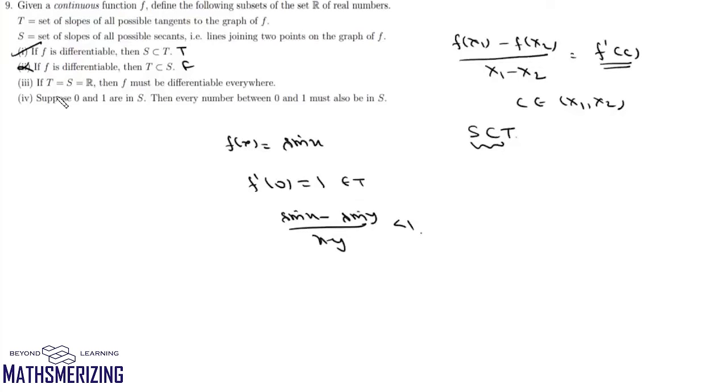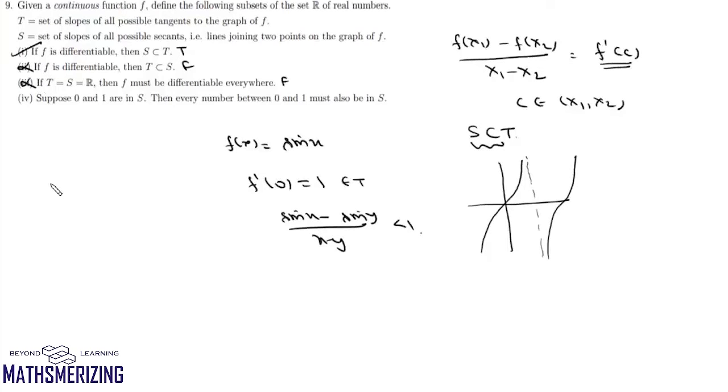Now this third one is, if T is equal to S is equal to R, then f must be differentiable everywhere. It may not again be necessarily true. We can have a function where tangent set and secant set, they take all real values, but still that function may be a discontinuous function, as in the example of tan x. So again, statement 3 is not correct. So this is false.